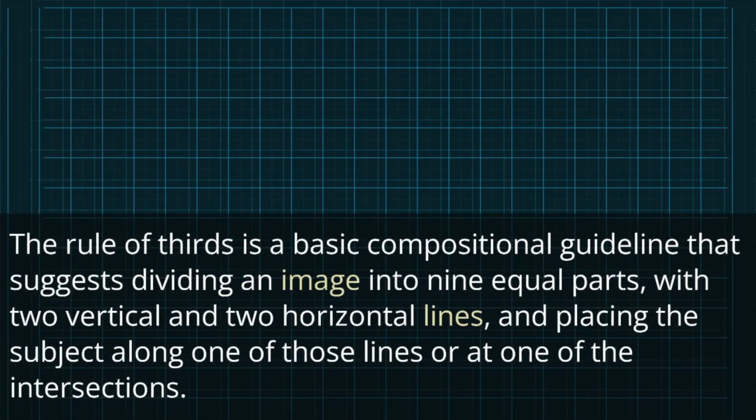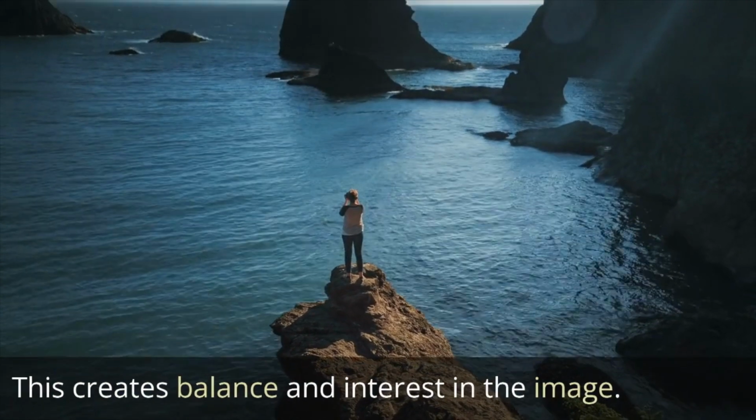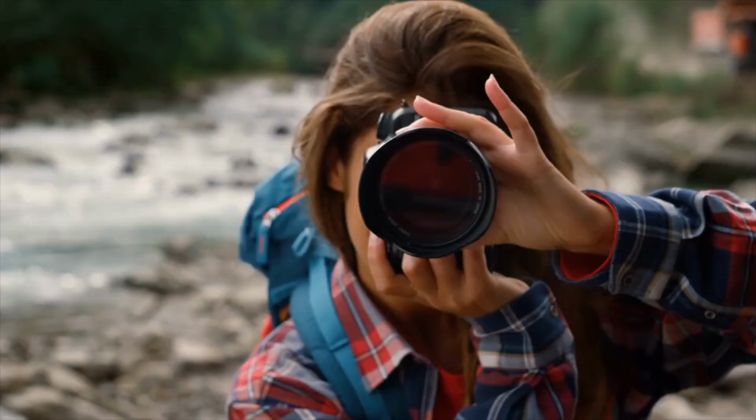The rule of thirds is a basic compositional guideline that suggests dividing an image into 9 equal parts, with 2 vertical and 2 horizontal lines, and placing the subject along one of those lines or at one of the intersections. This creates balance and interest in the image.